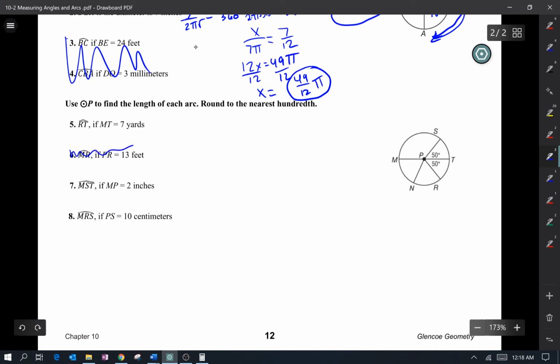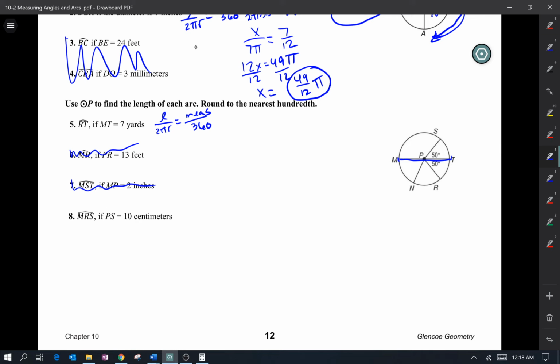All right. Let's do another one. We're going to do 5 and 8. That'll give us some space, right? Find RT if MT is 7. So from here to here is 7, right? MT is 7. Well, what do we know? The length of the arc over 2 pi r is equal to the measure of the arc to 360. So let's fill in the blanks.